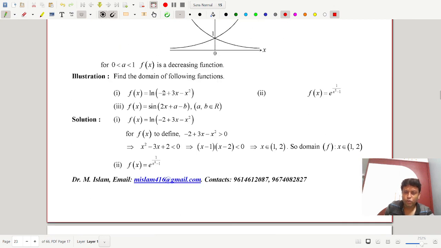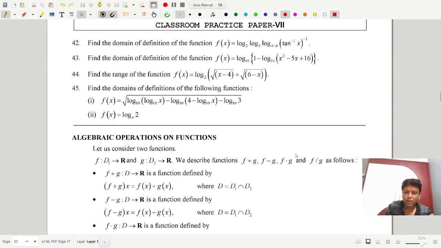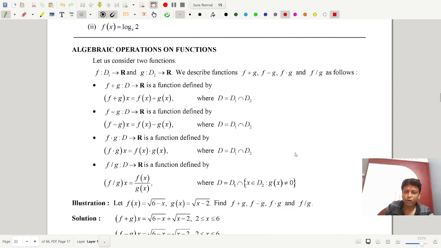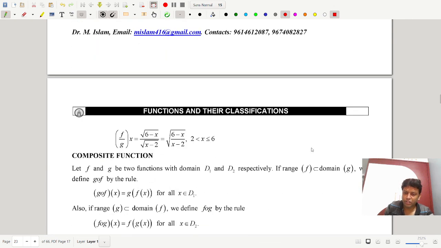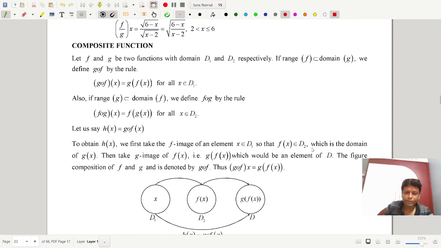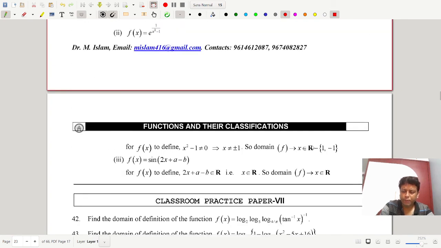Okay, so you have more about domain. I will share this document with you. You go ahead with your explanations and the range, domain, etc. Okay, that's all everybody for the revision of domain and range.